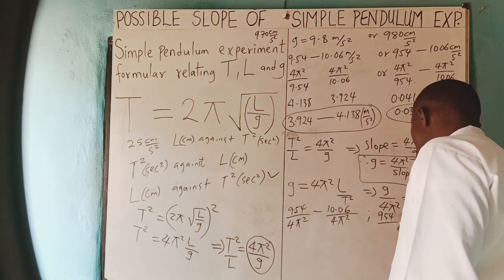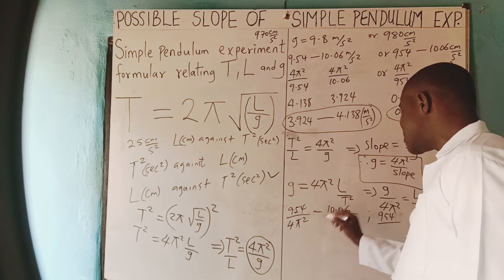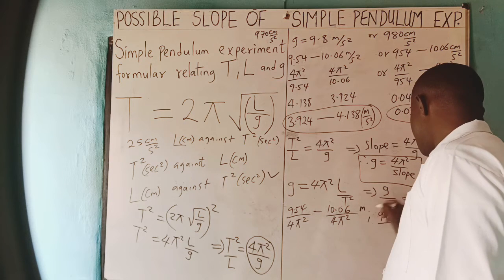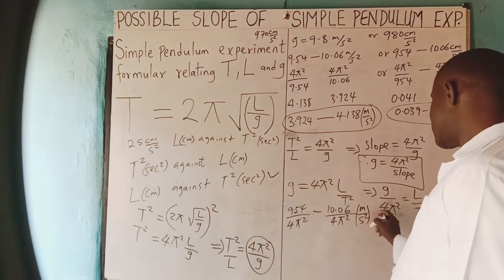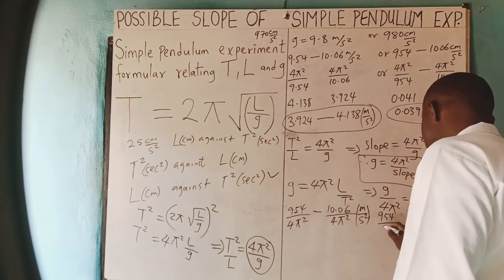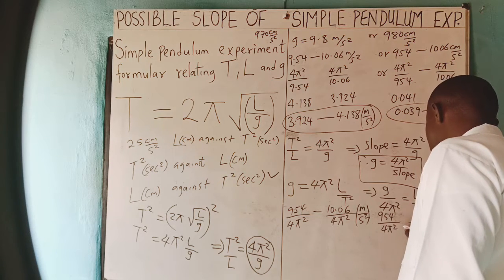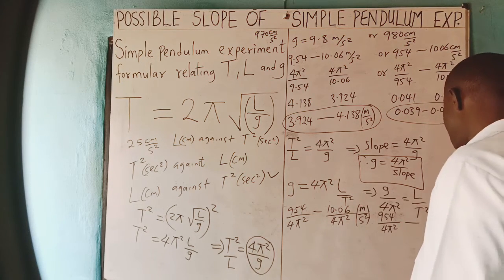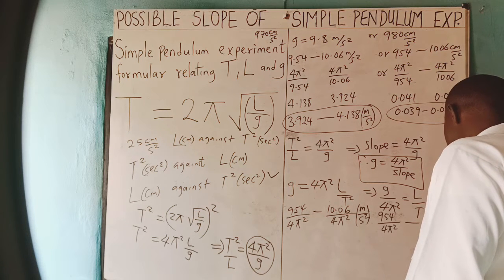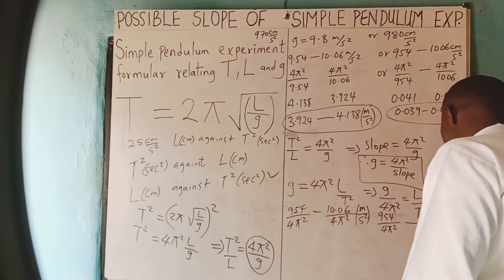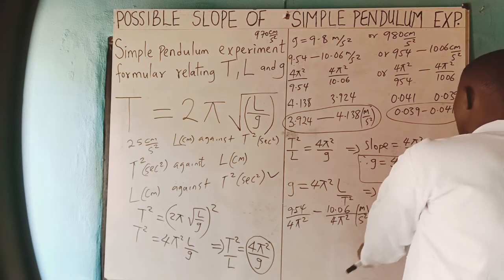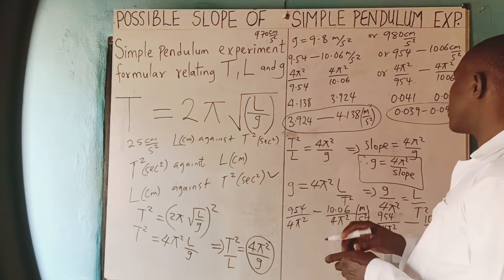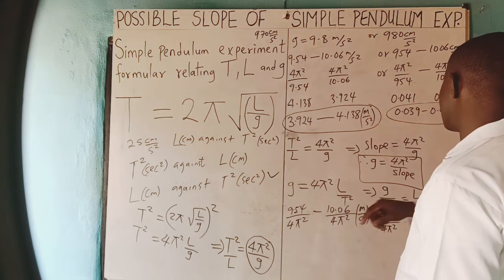Then we also said that for this one, this is 954 all over 4 pi squared. So what is this unit? This unit is meter per second squared. Then you will also be having the other one all over 4 pi squared. That is in centimeter per second squared.